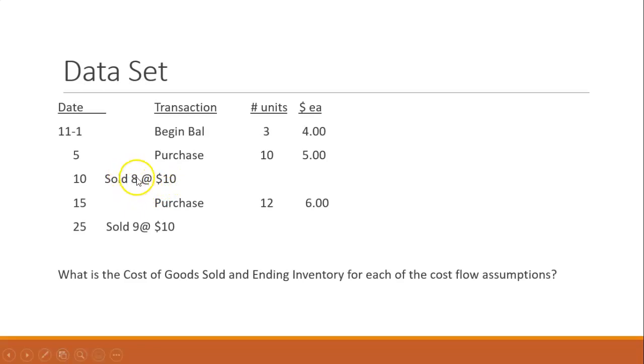So I sold 8 units. I'm saying FIFO. That means they came from the oldest units. Well, the oldest units are these 3. So I'm going to use 3 of those. Now I sold 8, I've got to account for 8 units. So 3 of them I'm going to use, so I need another 5 more. So I come down to the next oldest purchase, which are these 10. And I'll take the 5 out of those 10 that are $5 a piece. So I'm going to have 3 at $4 a piece and 5 of these at $5 a piece. And that will equal my 8 units.